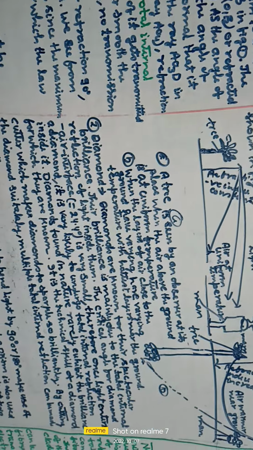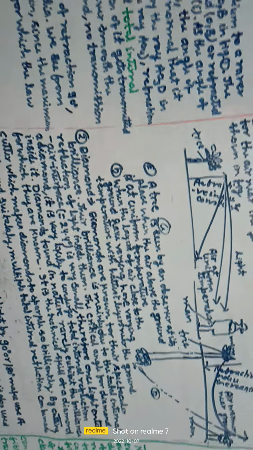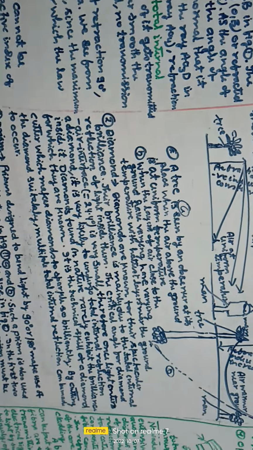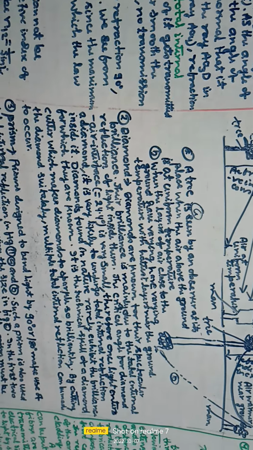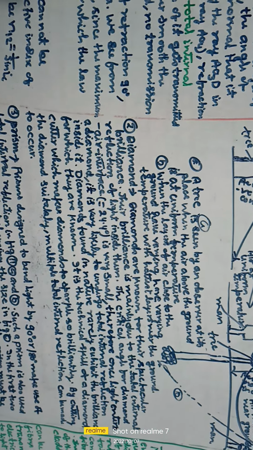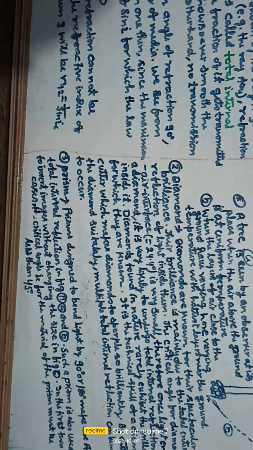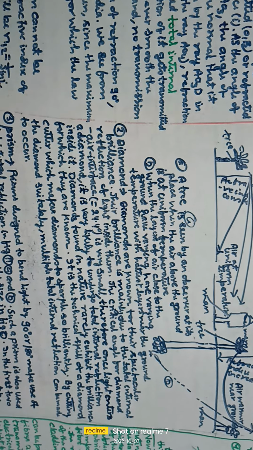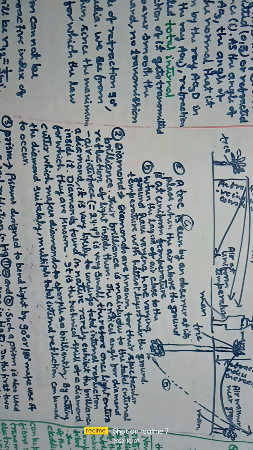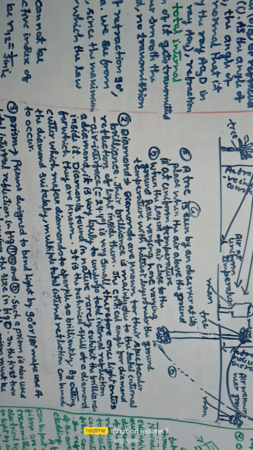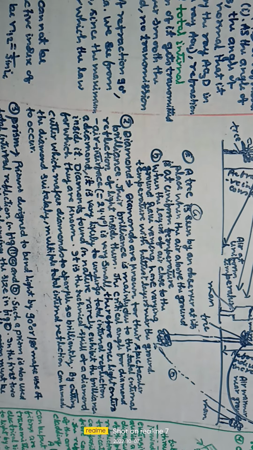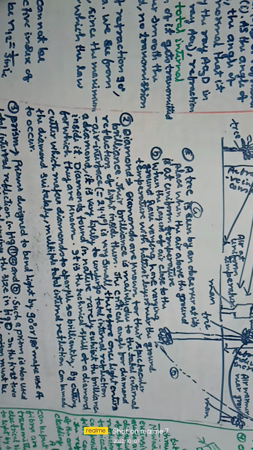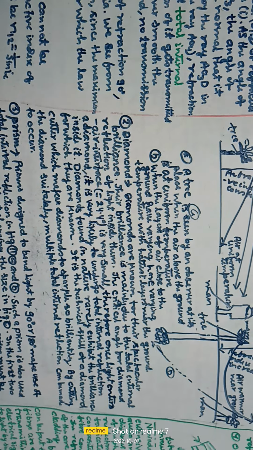Now the diamond. Diamonds are known for their spectacular brilliance. Their brilliance is mainly due to the total internal reflection of light inside them. The critical angle for the diamond-air interface is very small. Therefore, once light enters a diamond, it is very likely to undergo total internal reflection inside it.